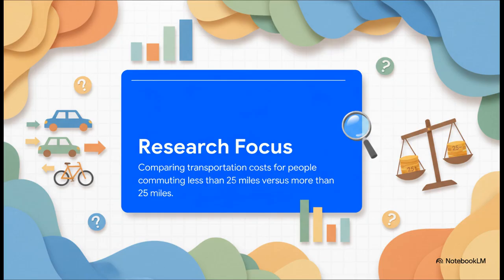All right, question 2. What's the focus? Good research has a very specific target. It's not just throwing a net out into the ocean to see what you catch. For example, a study might want to compare transportation costs for 2 very specific groups, commuters who travel under 25 miles and those who travel over 25 miles. See how specific that is? That sharp focus is what gets you results that actually mean something.